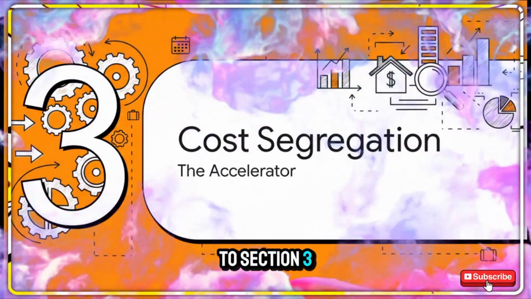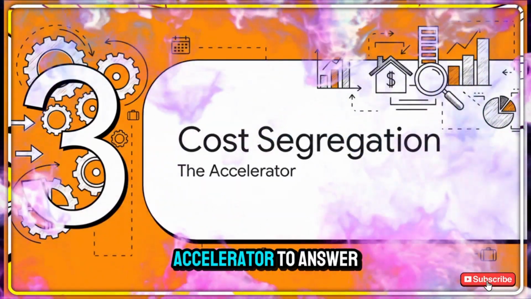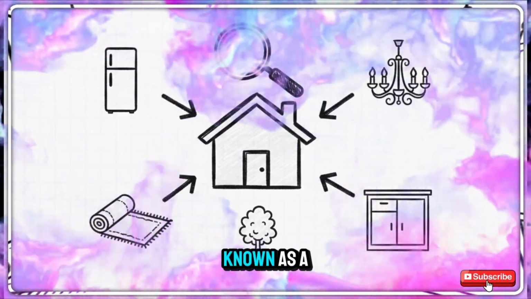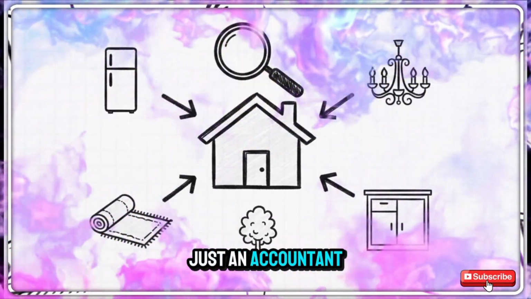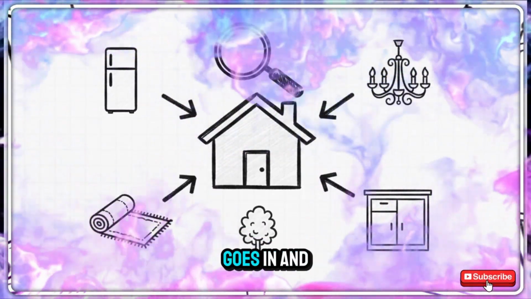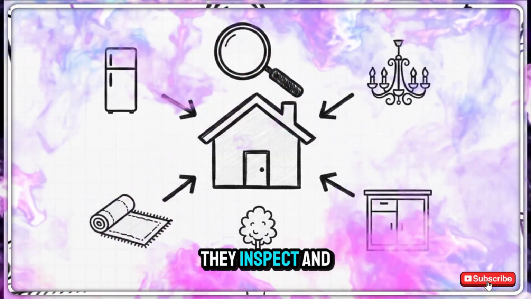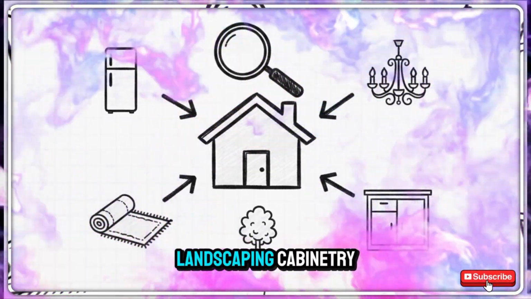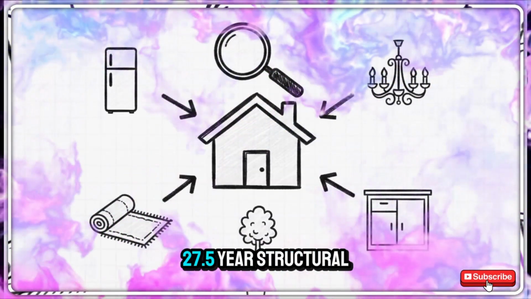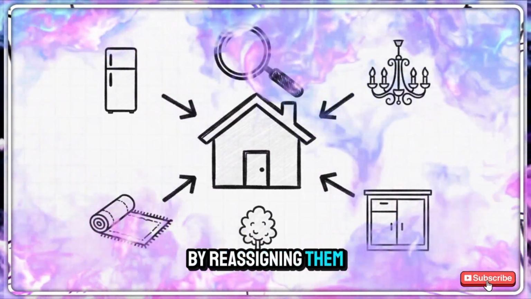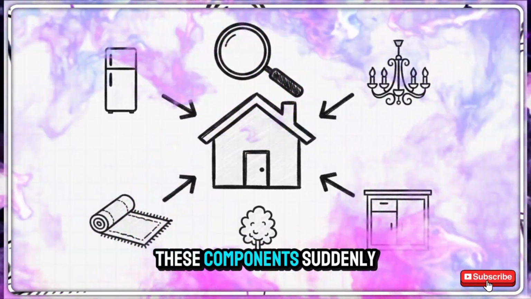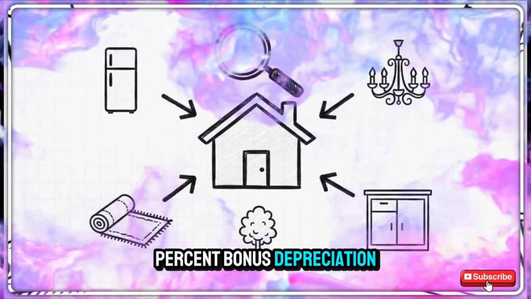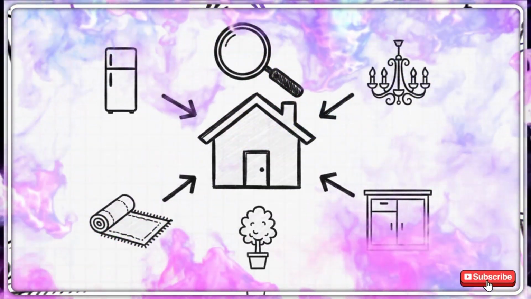That brings us to Section 3, leveraging cost segregation studies. This is the accelerator. To answer that puzzle, financial experts leverage a brilliant engineering mechanism known as a cost segregation study. Now, this isn't just an accountant sitting at a desk crunching numbers. An engineer literally goes in and mathematically dissects the physical property. They inspect and strip specific physical components, things like your appliances, specialty lighting, carpeting, landscaping, cabinetry. They strip all of that away from that long 27.5-year structural timeline. By reassigning them to 5-year or 15-year accelerated schedules, these components suddenly fall strictly under the 20-year threshold. They instantly become fully eligible for that 100% bonus depreciation, which accelerates literally decades of tax deductions right into your very first year of ownership.